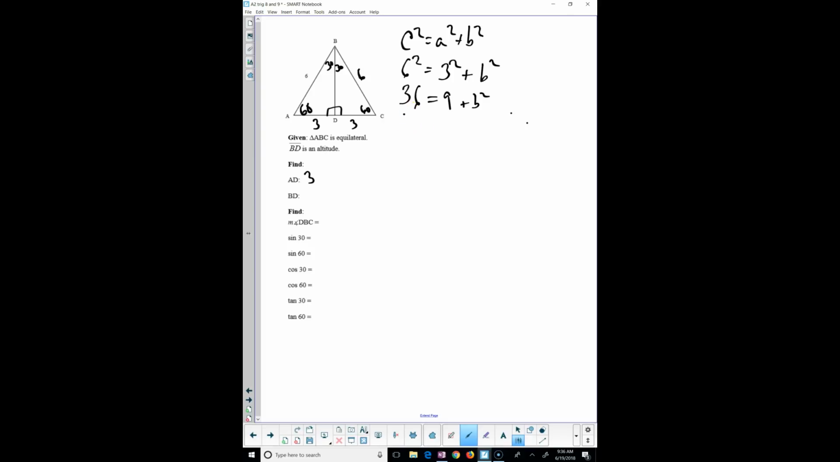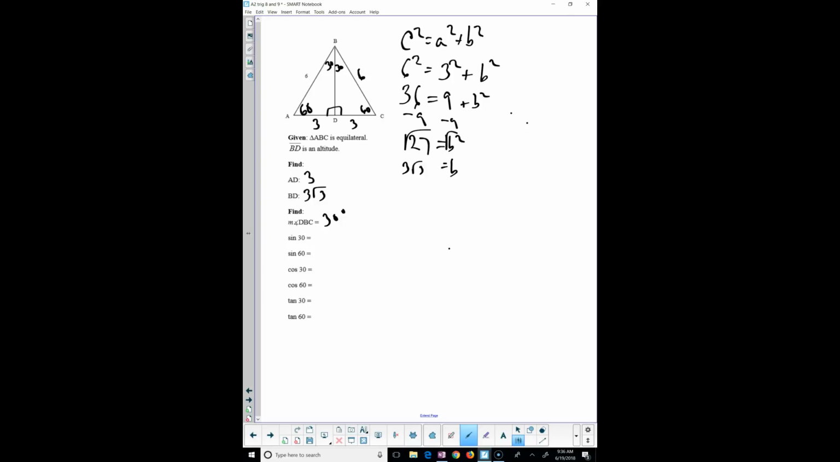Subtract 9. We've got this to be 36 minus 9, which is going to be 27, equals b squared. You take the square root of it, and you get b to equal the square root of 27, which is 9 and 3, so that's 3 radical 3. We already determined DBC to be 30 degrees.